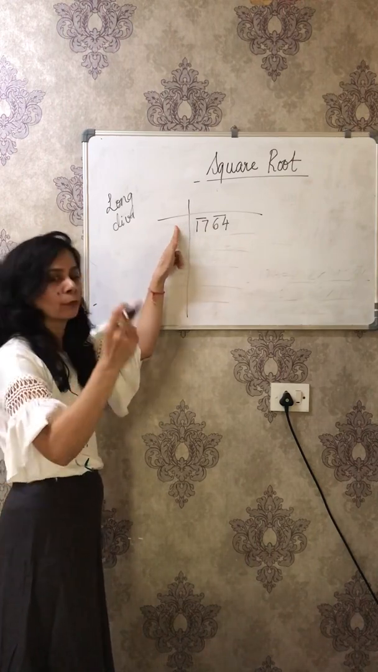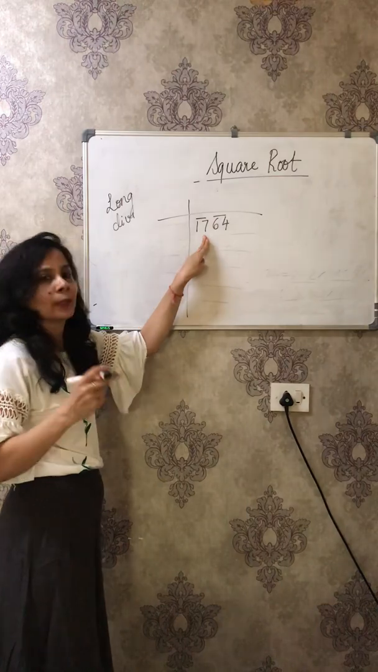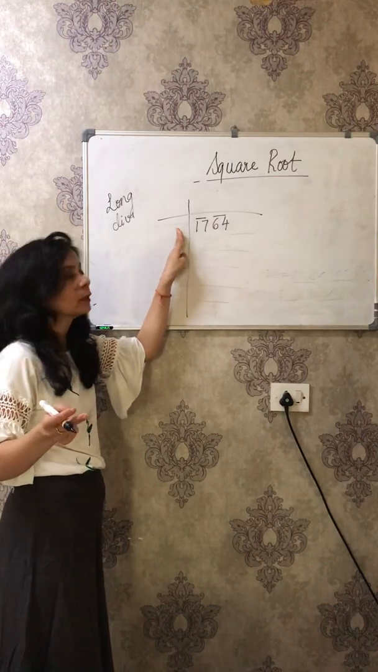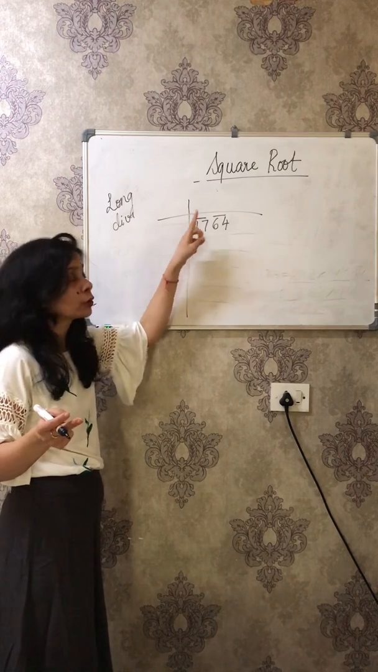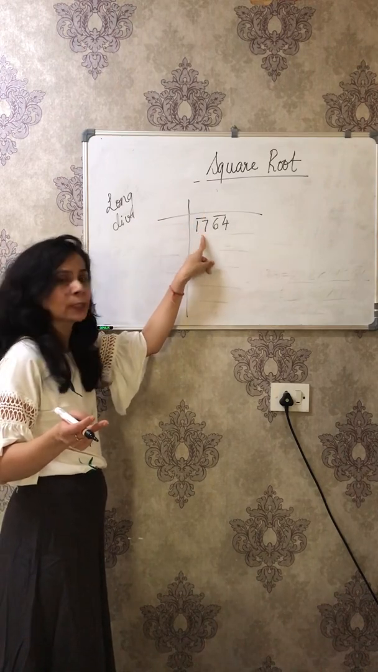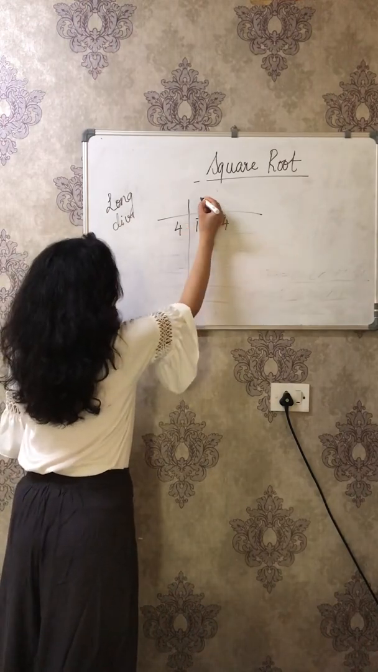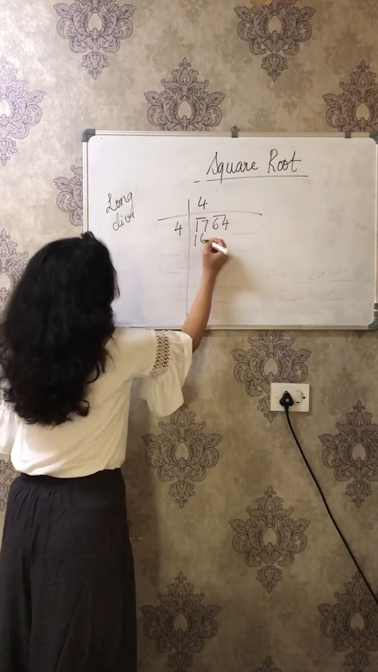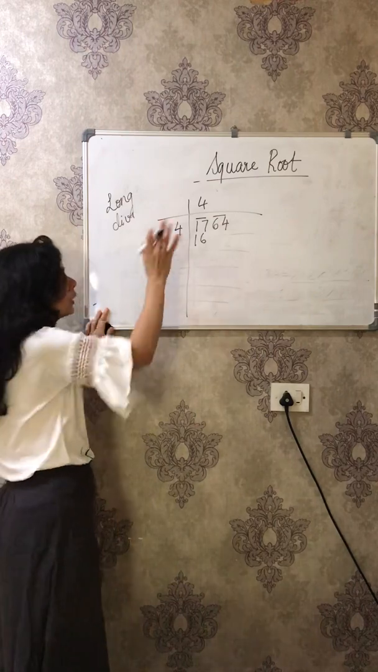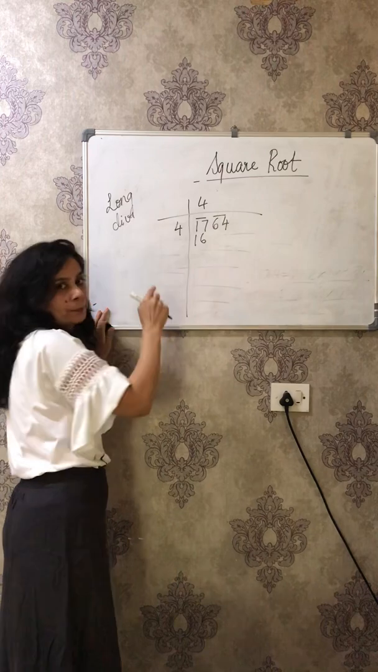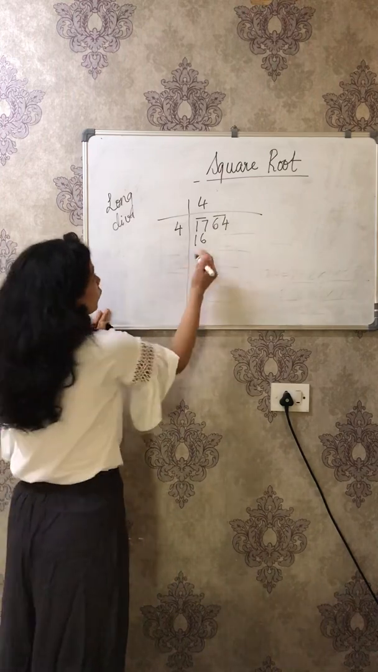Like 2 2s are 4, we will check then these 2 numbers. Then 3 3s are 9, no. Then 4 4s are 16. 5 5s are 25. We cannot take 5 5s are 25, which will be more than 17. So we will stick to 4 4s are 16. Okay. So write 4 4s are 16. The only difference between normal division and the square root division is you have to take only the square numbers. Okay. So 4 4s are 16.